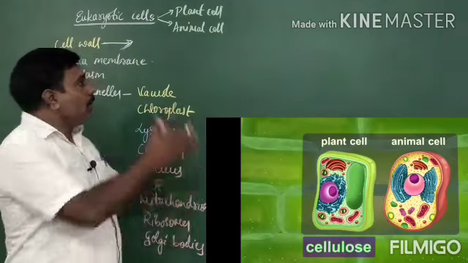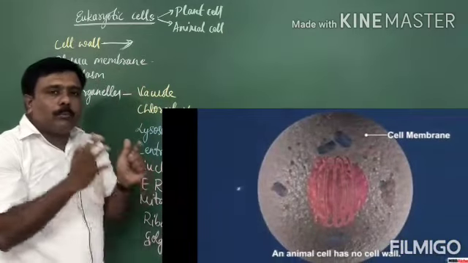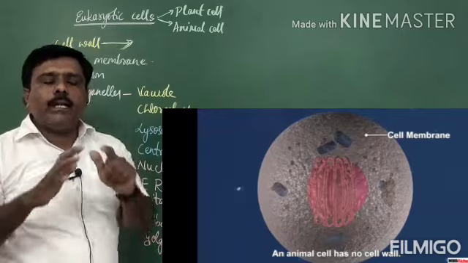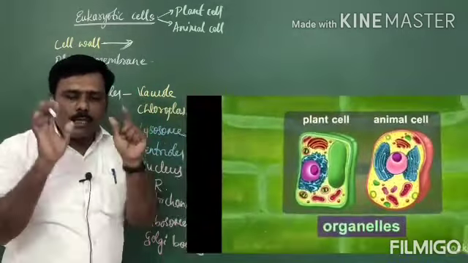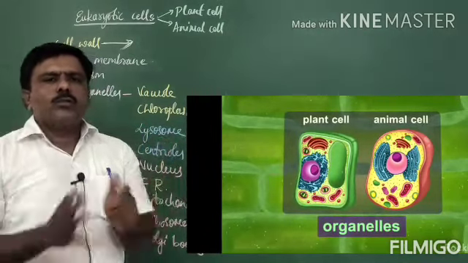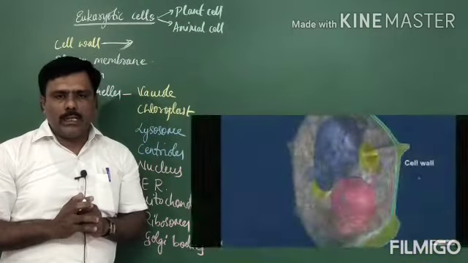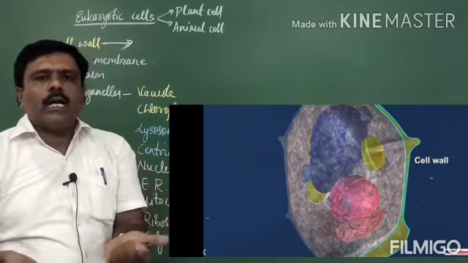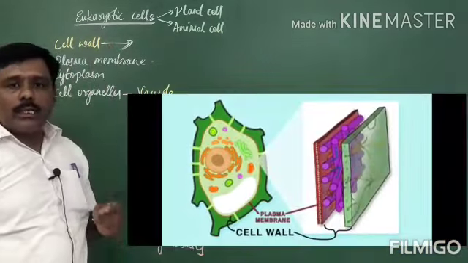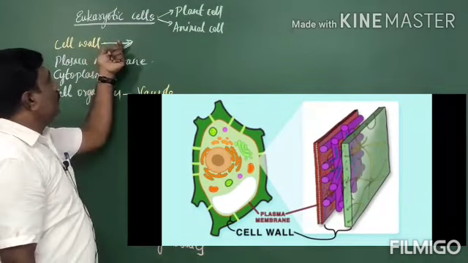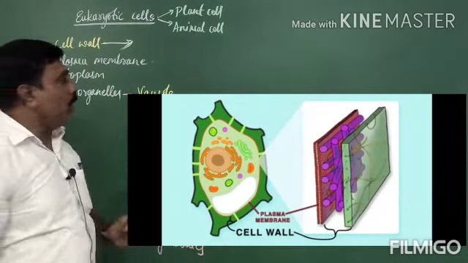Because of that, the cell wall present in the plant cell provides protection to the cell protoplast. The cell protoplast contains many cell organelles. All those cell organelles are well protected by this non-living rigid protective structure, what we call the cell wall.